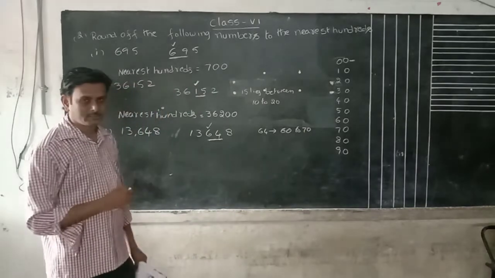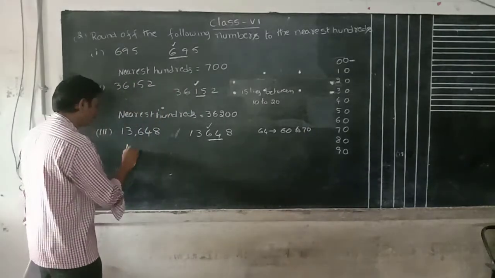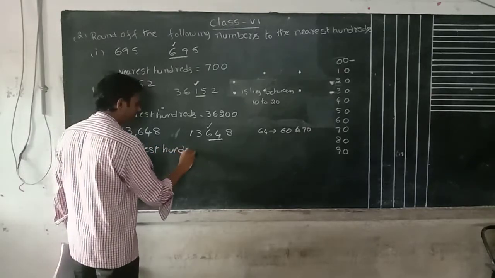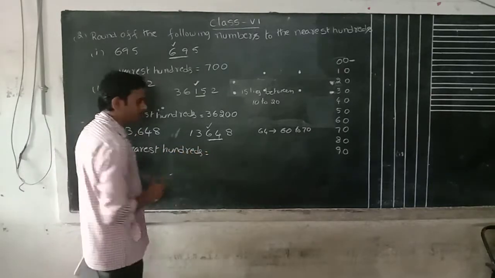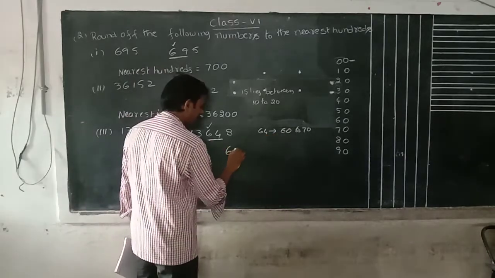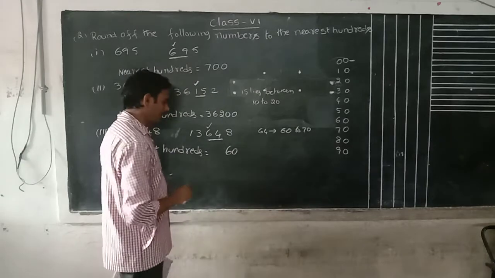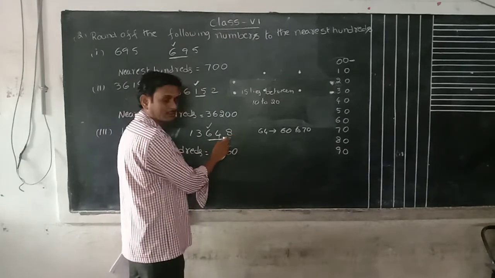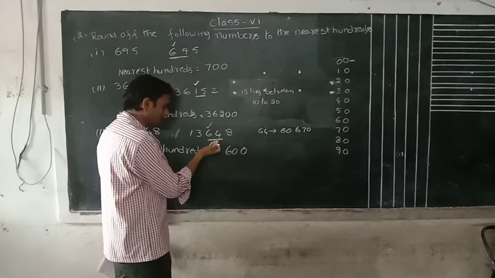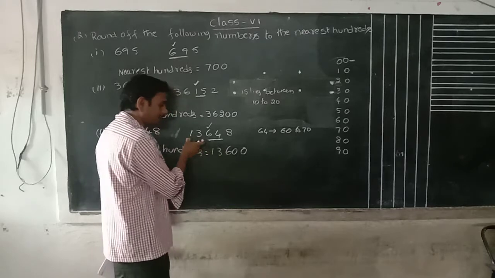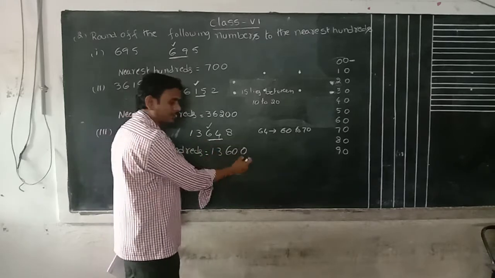Which is the nearest one? Nearest 100, nearest hundreds, is equal to 60, because 64 is nearest to 60. In 64, on the right side how many digits are there? 1 digit only. So take one 0. On the left side how many digits are there? 13. 13 stays as it is. The left side you have to write as it is. On the right side take zeros.